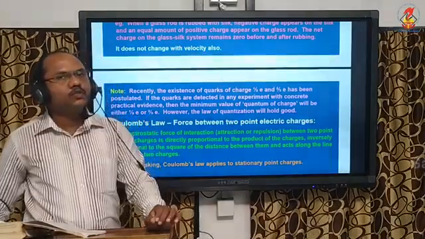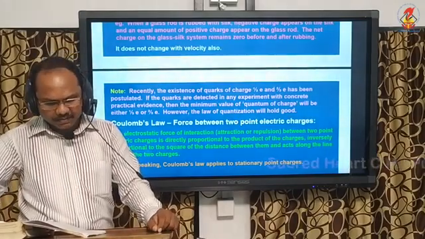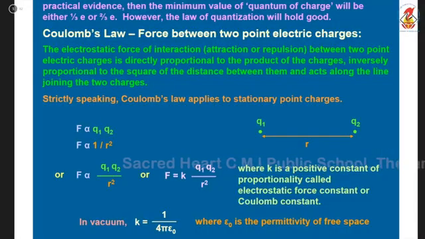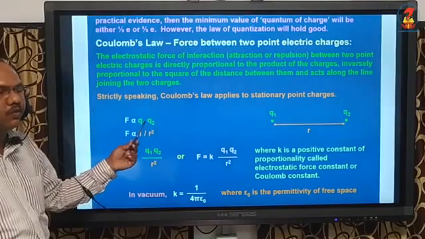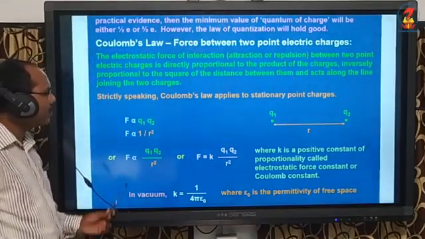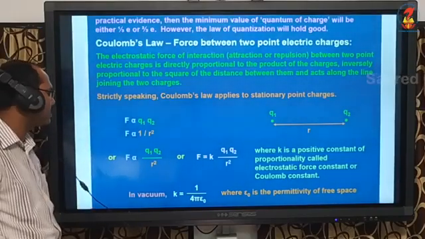Imagine there are 2 point charges q1 and q2 separated by a distance r. Then, according to Coulomb's law, the force of attraction or repulsion between these 2 charges is directly proportional to the product of the 2 charges, that means F proportional to q1 q2, and inversely proportional to the square of the distance between them, that is F proportional to 1 by r square.